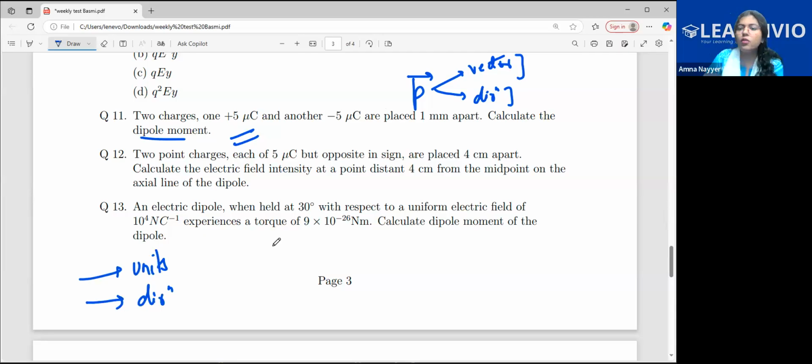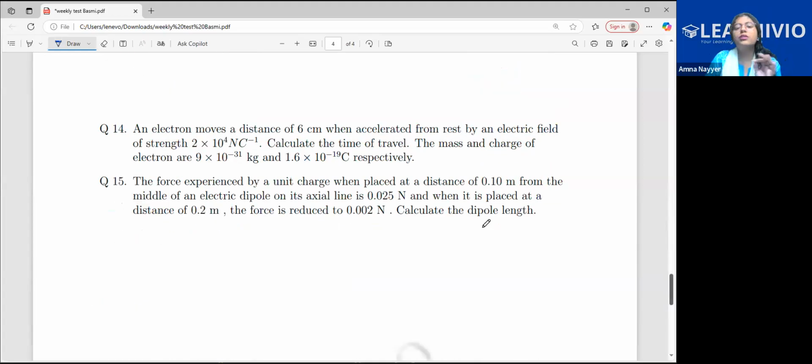This is how your paper will look better than others. Otherwise the calculation part of all these things was absolutely right. These things you did well. Now coming to the 14th question.